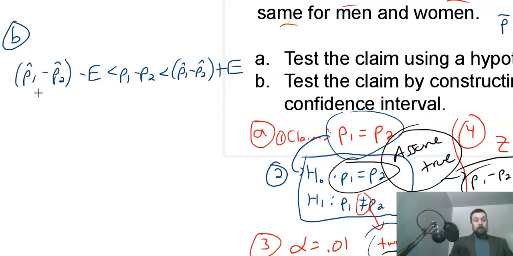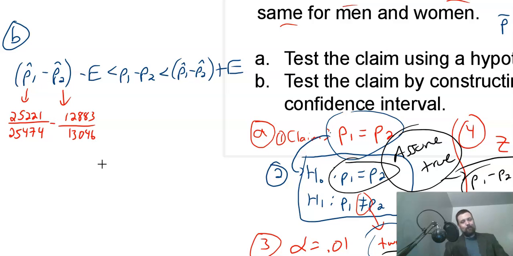Now we know the sample proportions. We had to have those for part A, and we'll just use them again here for part B. So P1 hat was 25221 over 25474. And P2 hat was 12883 over 13046. And we want to subtract those two. And then we want to subtract a margin of error from that, which we're going to have to calculate.